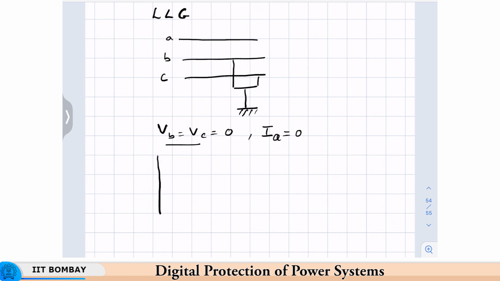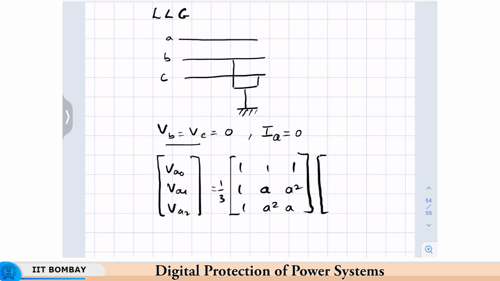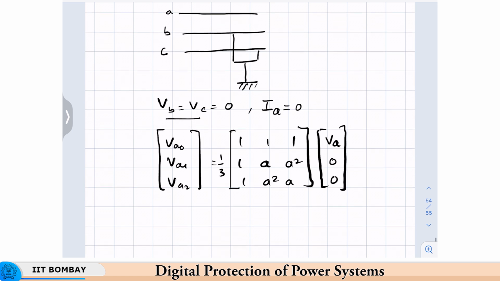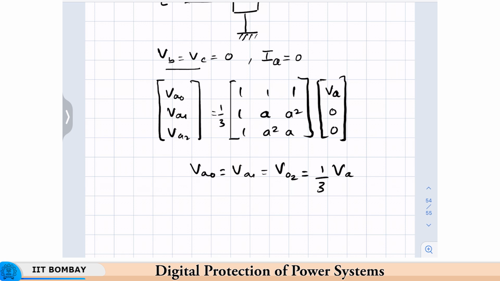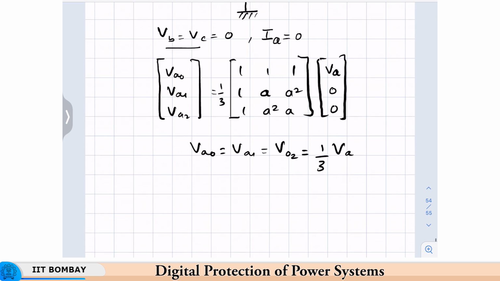Now we will substitute this in our equation to get our symmetrical components voltages. One third of 1, 1, 1; 1, a square, a; 1, a, a square. And now what do we have? We have VA here, and VB and VC are both 0. So, what do we get? All the 3 sequence components are equal, is equal to 1/3 VA. Earlier, in the single line to ground fault, we got the 3 sequence currents to be equal.